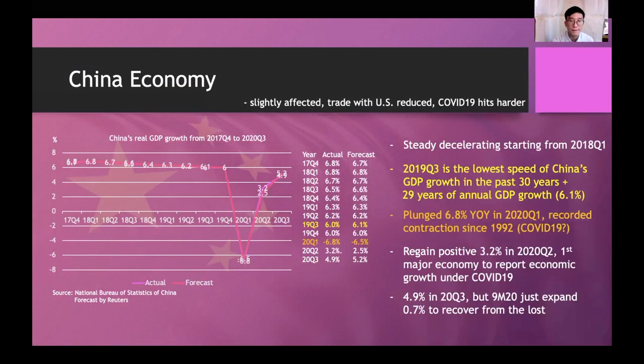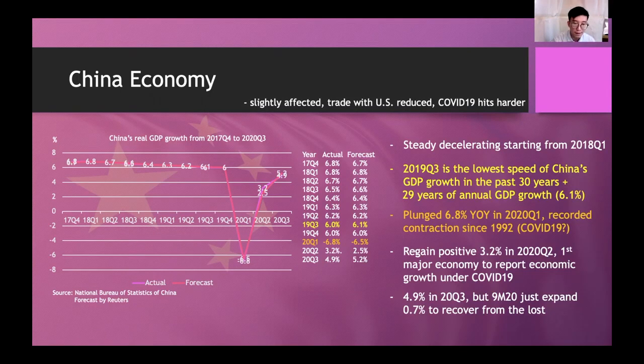Let's begin with the observation of the Chinese economy. During 2018 and 19, we can see that the Chinese economy is gradually decelerating, starting from 18 quarter 1, reaching the slowest growth in 19 quarter 3, 6%, and it is also the weakest growth of China's GDP in 29 years. However, it is still within the Chinese government's target of 6 to 6.5%.